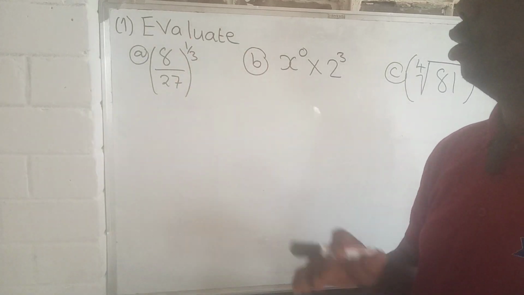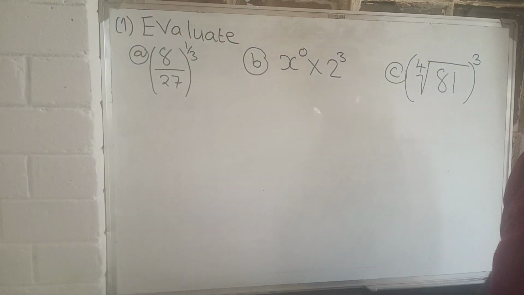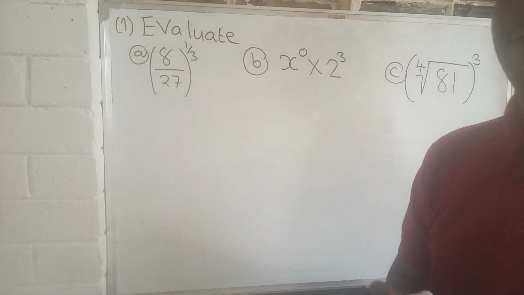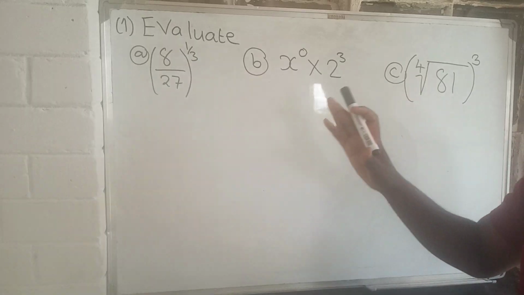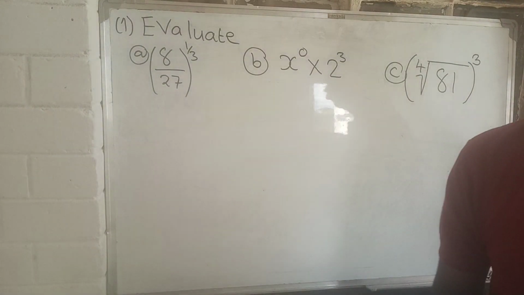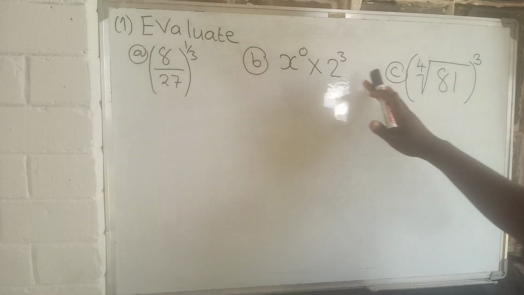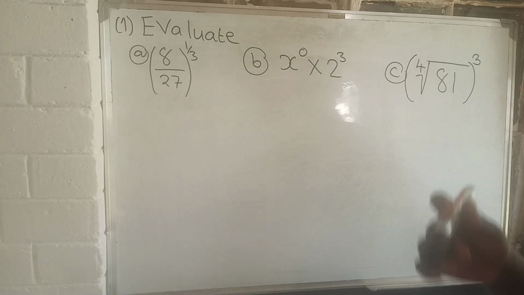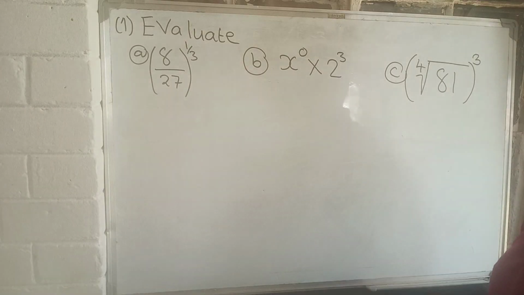Here with me on the board, I've got three questions. The topic is evaluate, and under evaluate I've prepared just three questions, which are A, B, and C. As you can see here on the board, these are the questions which come under evaluating. They can say evaluate or find the value of. It's one and the same.